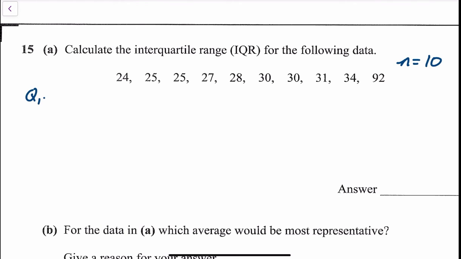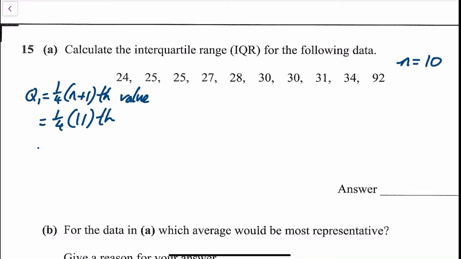How you get the position of the lower quartile, it's a quarter times (n plus 1)th value. There were 10 values, so n is 10, n plus 1 would be 11. A quarter times 11 is 2.75, so it's the 2.75th value. That is the value it is.